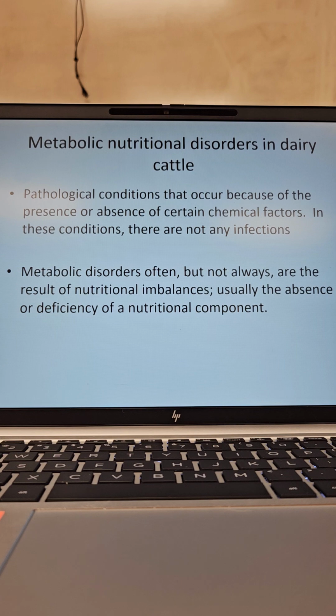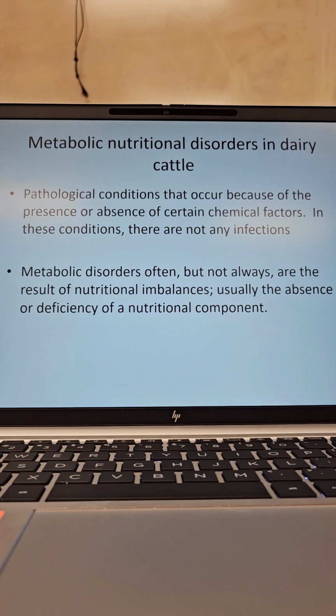Metabolic nutritional disorders in dairy cattle, these are pathological conditions that occur because of the presence or absence of certain chemical factors. In these conditions, there are not any infections. They are just poor diet. Metabolic disorders, often but not always, are the result of nutritional imbalances, usually the absence or deficiency of a nutritional component. These kind of say the same thing.